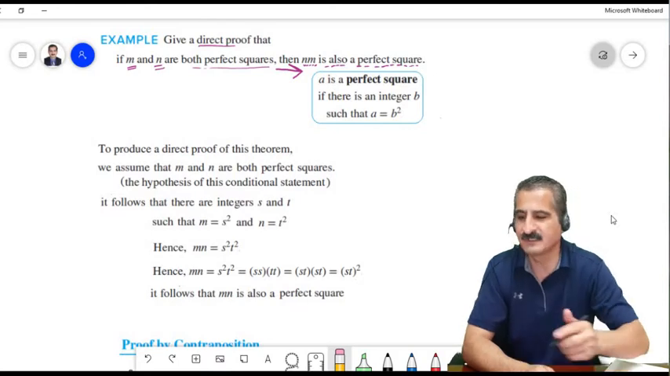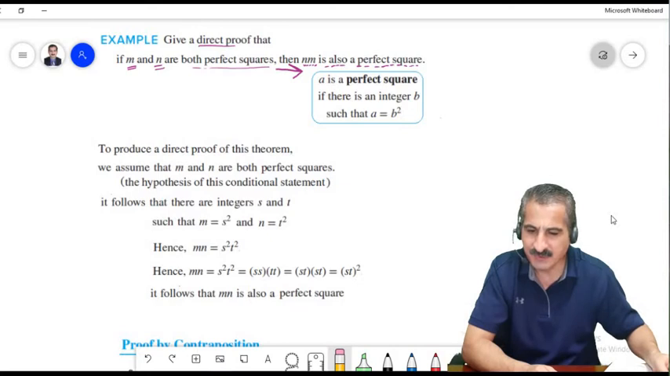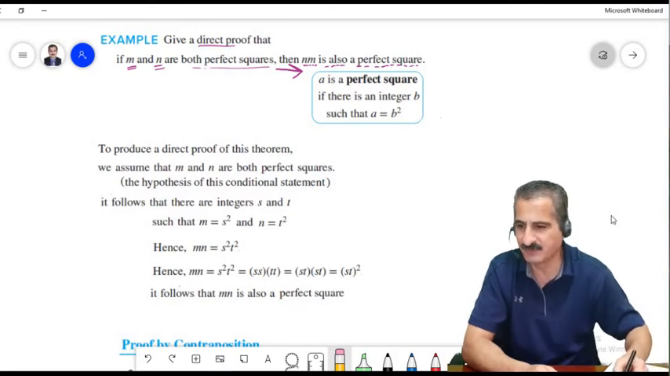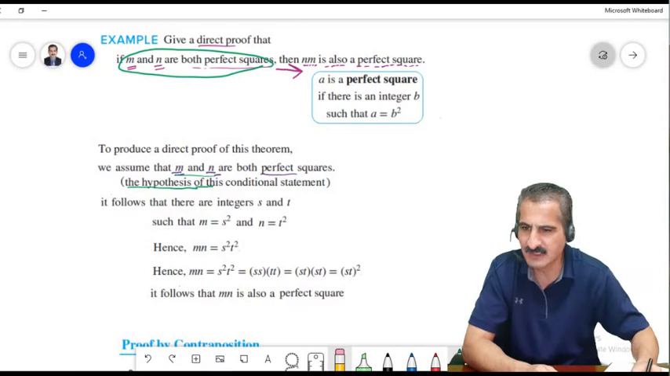Okay, now let's follow the direct proof to prove this theorem. To produce a direct proof, we assume m and n are perfect squares. So again, this is the hypothesis of the theorem. This here is the hypothesis. Okay? And this here is the conclusion. I want to emphasize that.